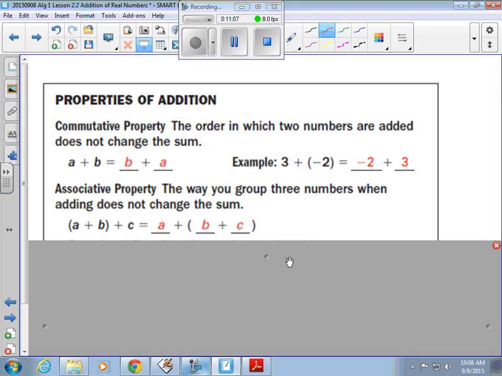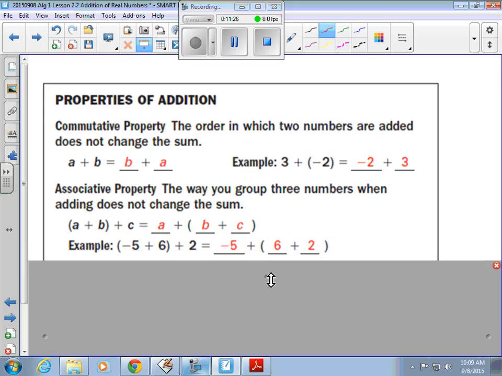There was no commuting that happened. A, B, and C are still in the same order. The only thing that happened is A and B were associated together first. After the equal sign, B and C were associated. So when parentheses move, associative property. When numbers move, commutative property.